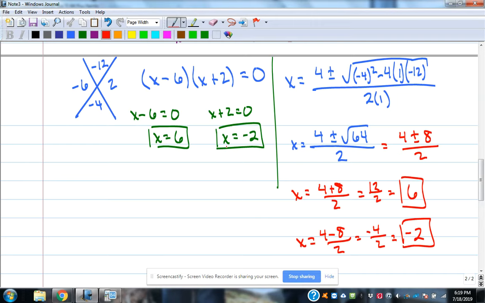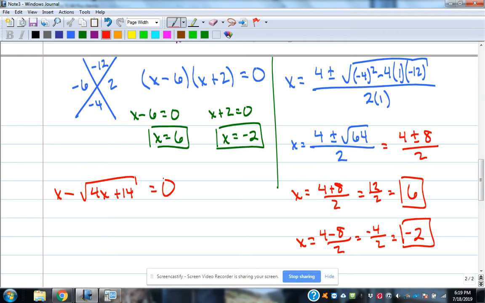But either way, we get the same two answers, and we still have to check them in the original problem. So we've got to go back up to the original problem, x minus the square root of 4x plus 12 is equal to 0, and I'm just rewriting it down here. And I'm plugging in the 6 for x and working it out and seeing if I get 0.